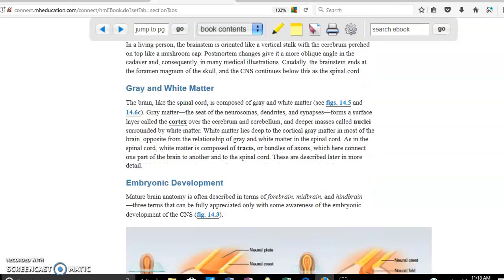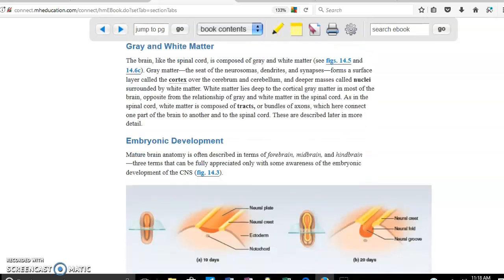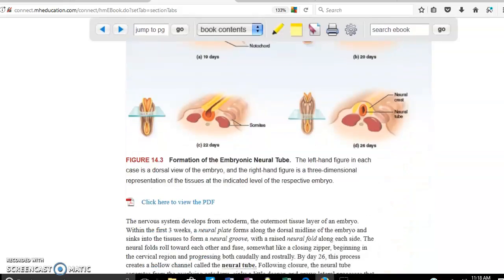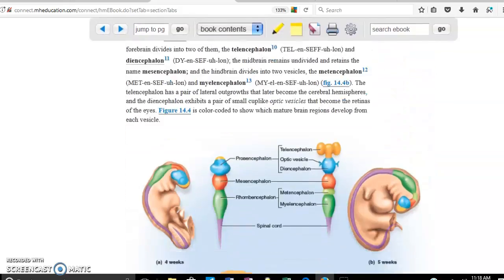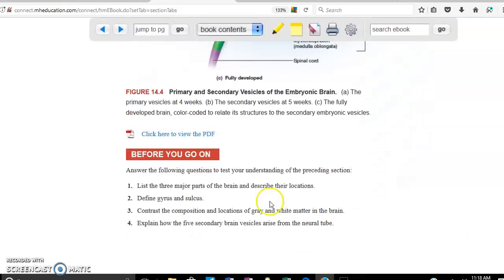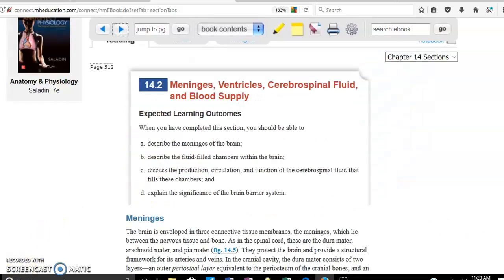Embryonic development, this is not an embryology class, so you can skip all that. I'm not going to ask you anything about embryonic development. Again, this is not a topic of anatomy, so you can skip all that, and that's about it for this part. The next topic is meninges, ventricles, cerebrospinal fluid, and blood supply.